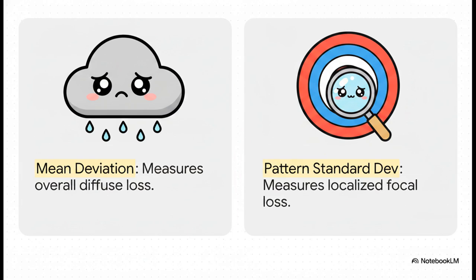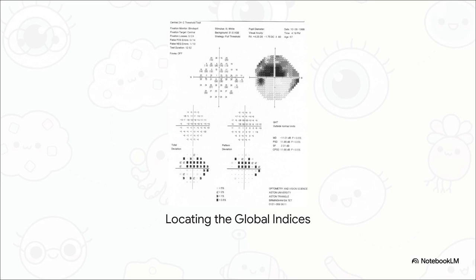Pattern standard deviation, or PSD, on the other hand, tells you something is wrong somewhere. It measures focal loss, and it is highly sensitive to the non-uniformity that glaucoma absolutely loves to cause. You'll find these values right here on the right-hand side of the printout. Now, here's a quick exam tip for you.